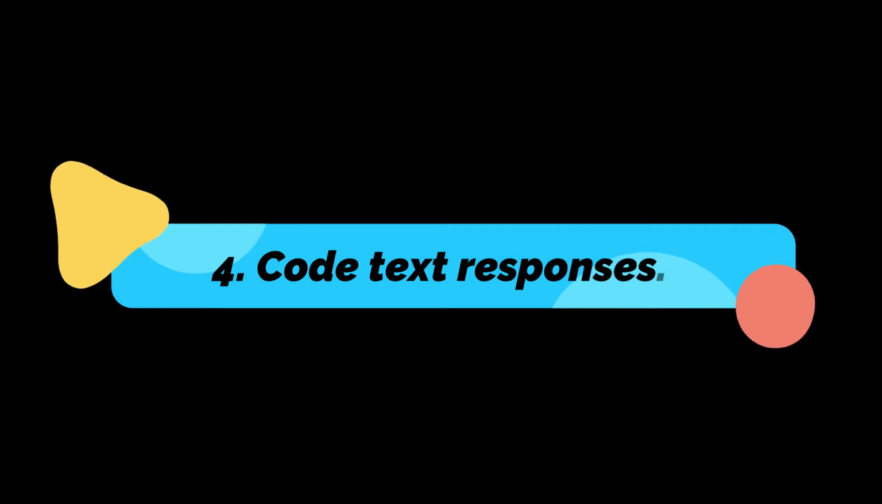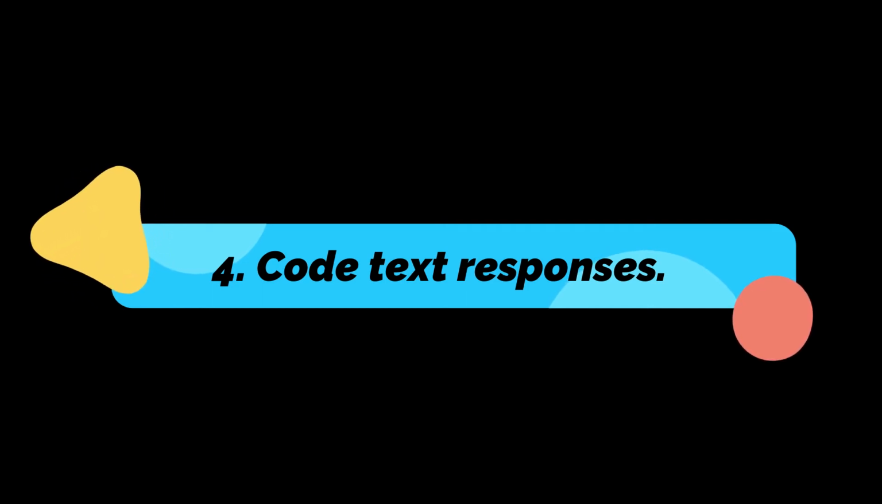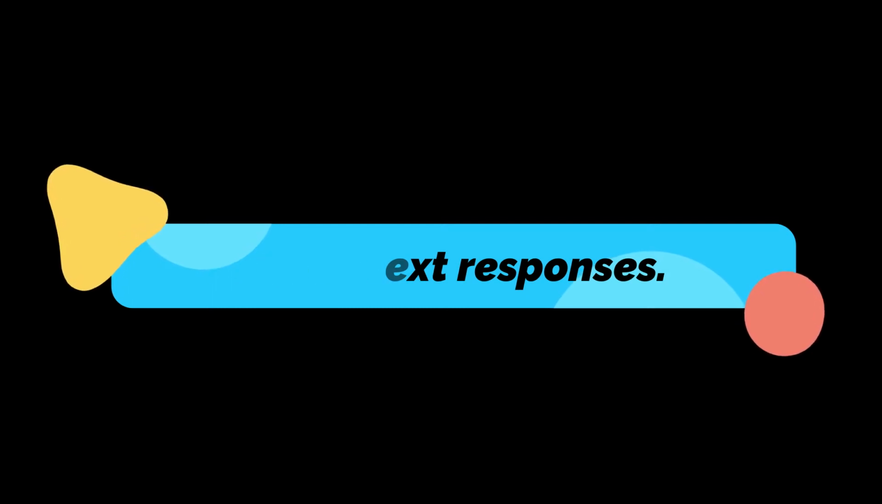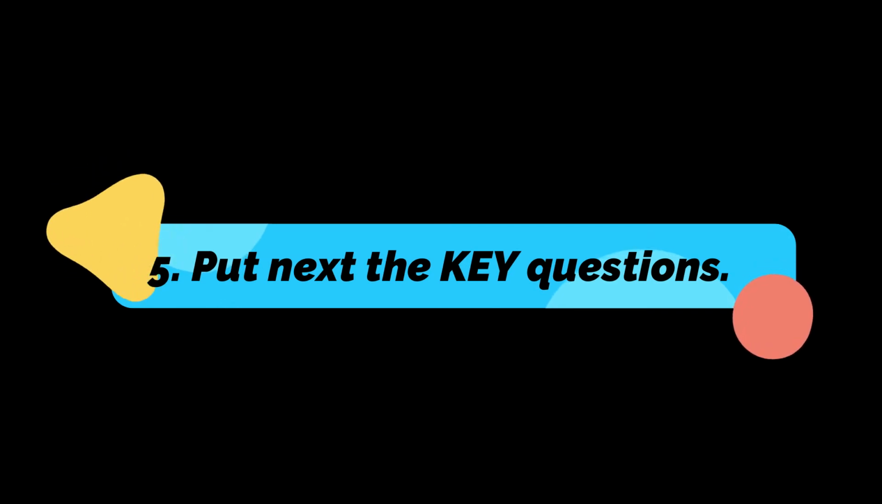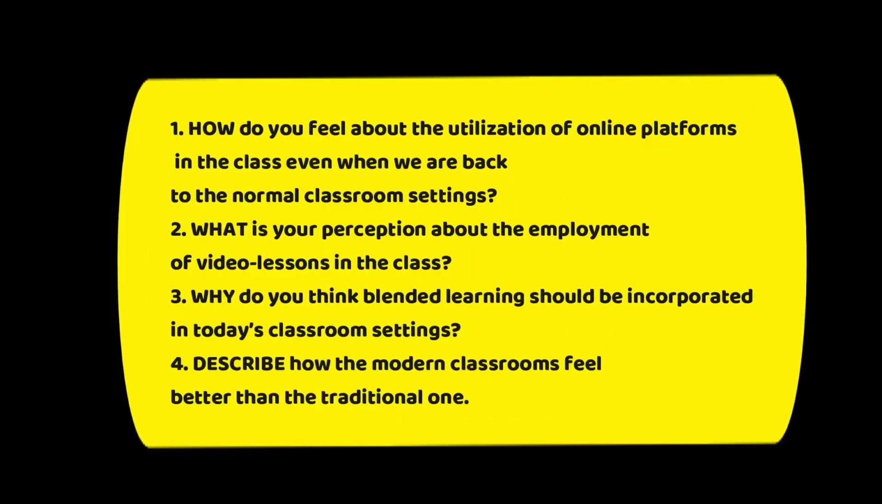And number 4, code text responses. Looking at this example, we have a 5-point Likert scale chart because we have 5 categorical variable responses or options that our respondents may choose as their response for each of the statements in the Likert scale chart. Number 5 is put next the key questions. The next would then be the research survey questions, just like in this example.